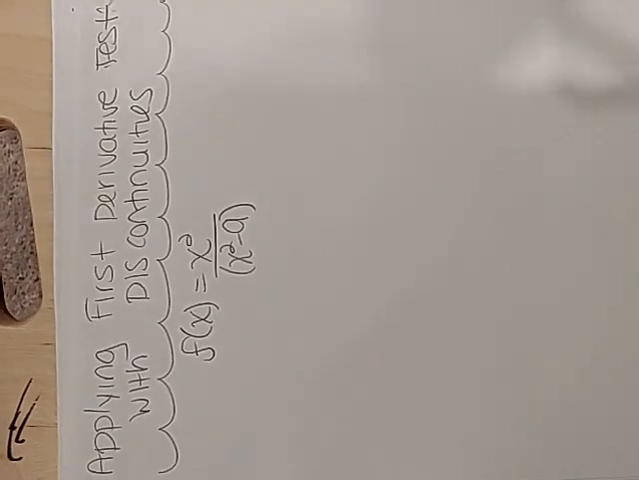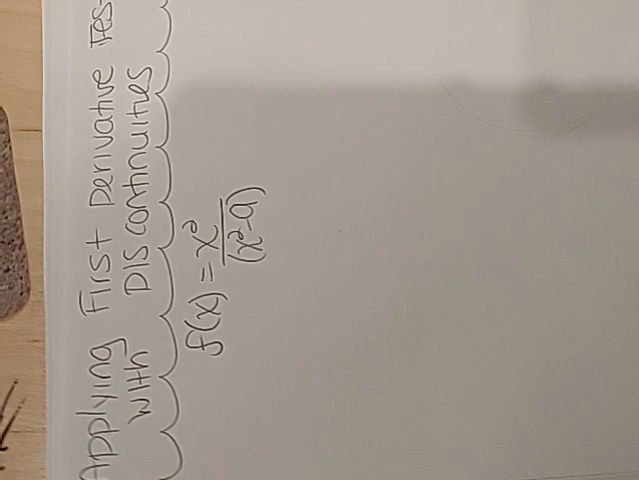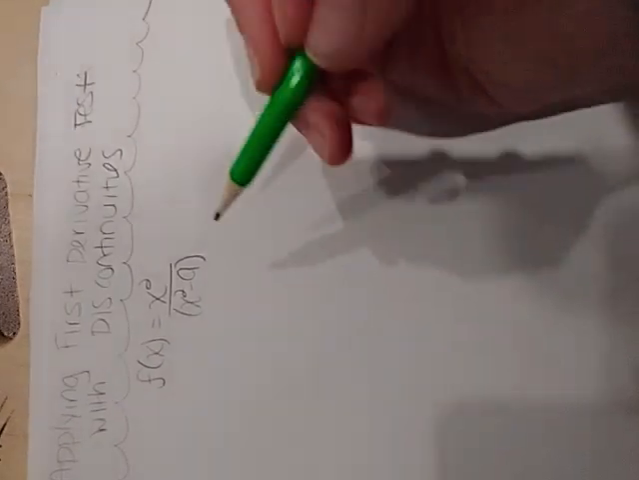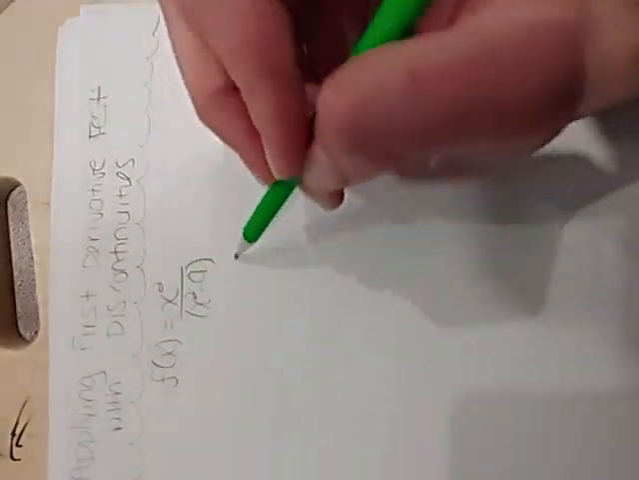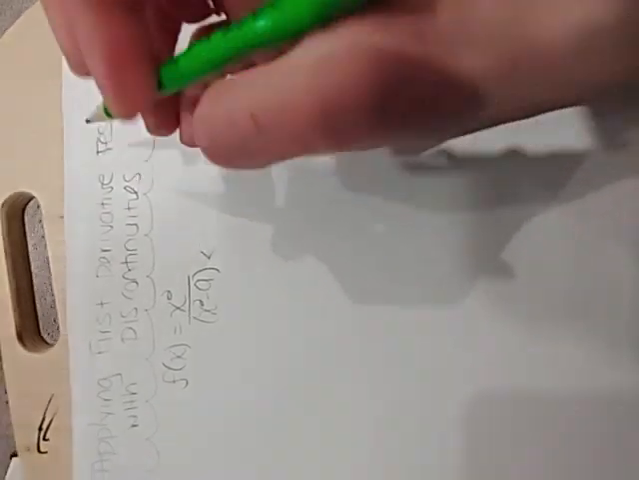Okay, so we're going to work a little more with applying the first derivative, but now we're going to remember what to do when we have functions that have discontinuities. All right, so we have our function here, which if we look at the denominator, there's going to be some values in the denominator that are going to give us some discontinuities.